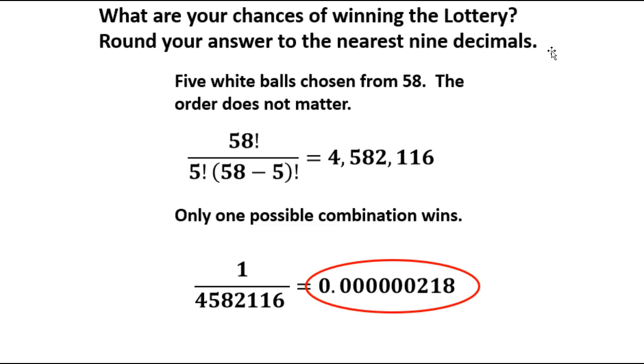The big thing, though, is to determine however many our total possible combinations are, and then we're going to take 1 because only one of those will work. 1 divided by whatever the number of combinations are, and that will tell us our probability of winning this particular lottery.